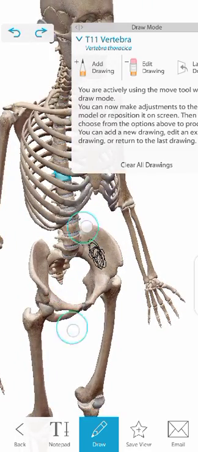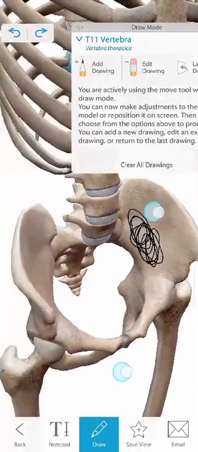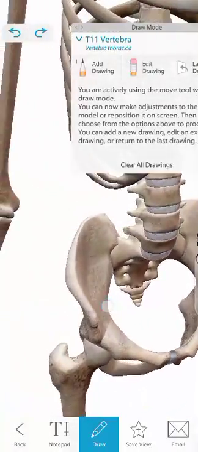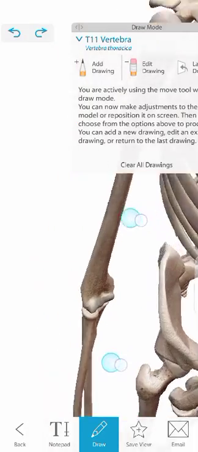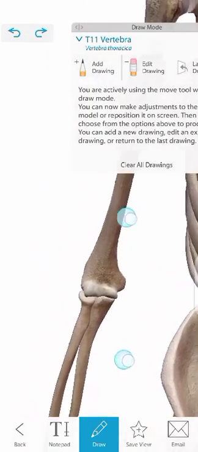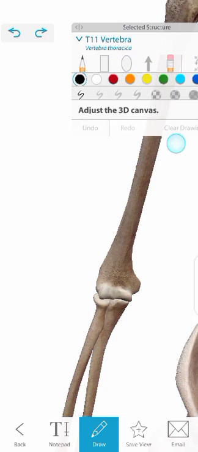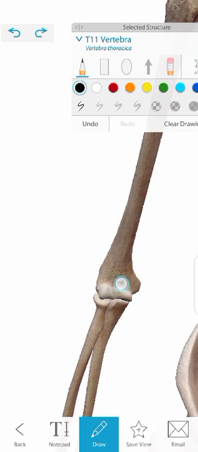So fossa is a depression. You have a lot of fossa in the body, a lot of them, and anytime you hear fossa, your mind should go to a depression. Okay, so another fossa here is this one. Okay, this one here. So this is the coronoid fossa.